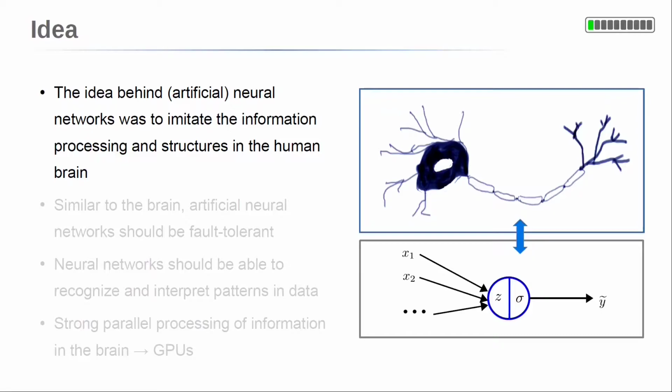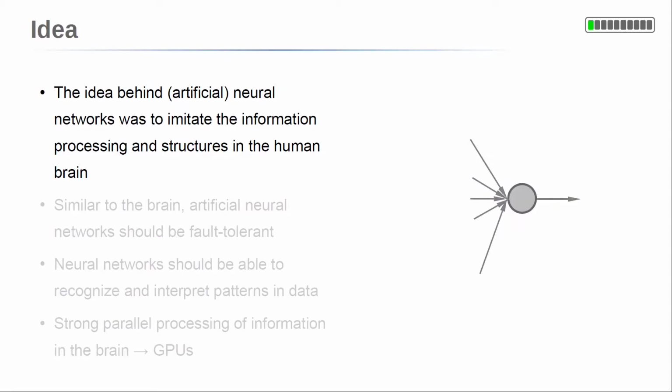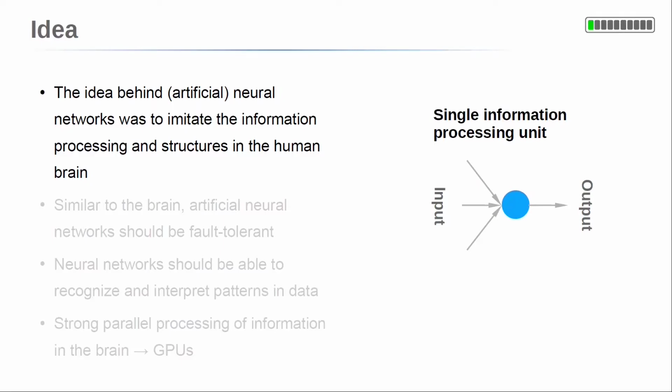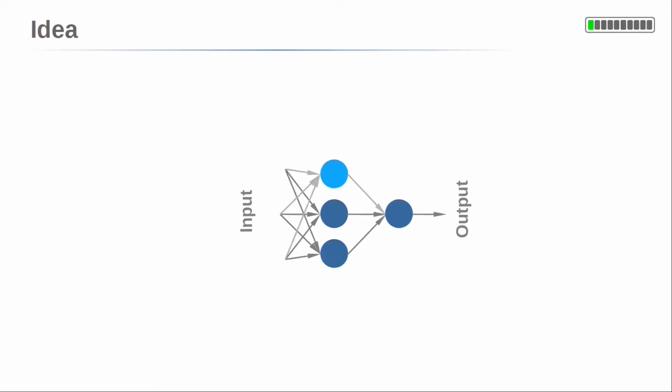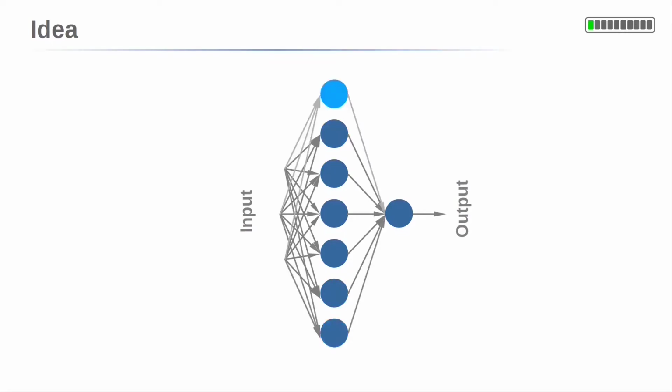The idea behind artificial neural networks was to imitate the information processing and structures in the human brain. Human intelligence is related to processes in the brain. The brain consists of billions of neurons, highly interconnected. A single neuron is a basic information processing unit. An incoming stimulus is either transmitted or not, depending on the strength of the stimulus. By putting together a lot of these simple units, the complex decision-making process and the intelligent human behavior is done.